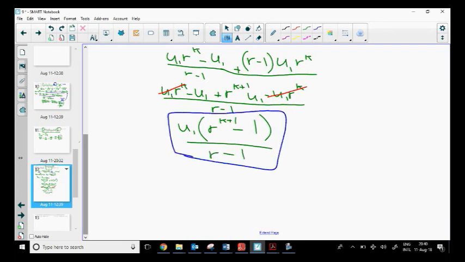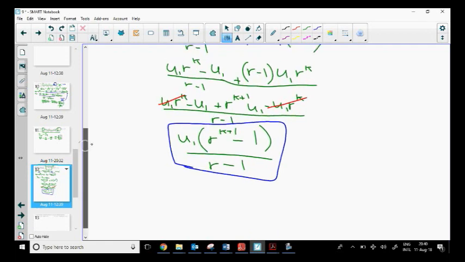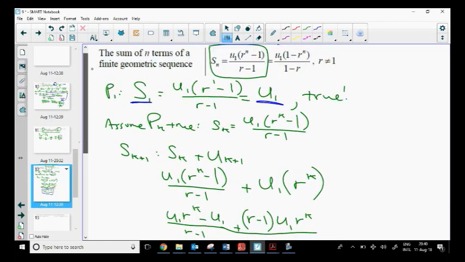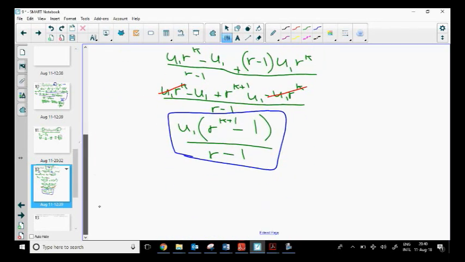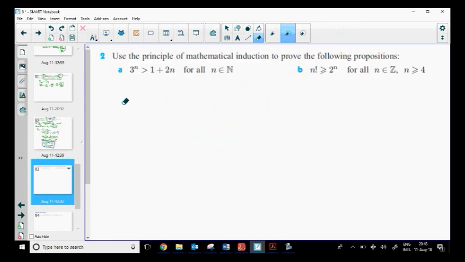And I didn't actually write out my target just now, but that is exactly what I would have wanted this to look like. It should be u sub 1 times r to the k plus 1 minus 1 over r minus 1. That's exactly what we have there. Geometric series, finite geometric series sum, proved by induction.